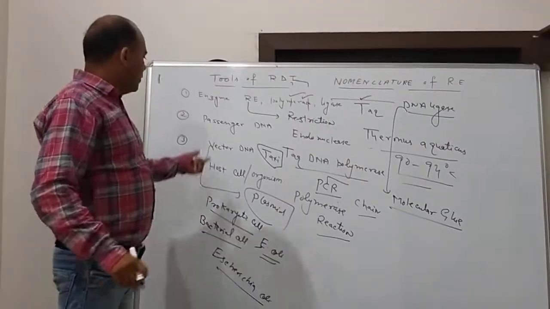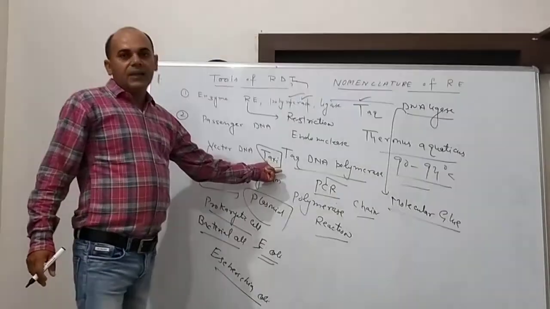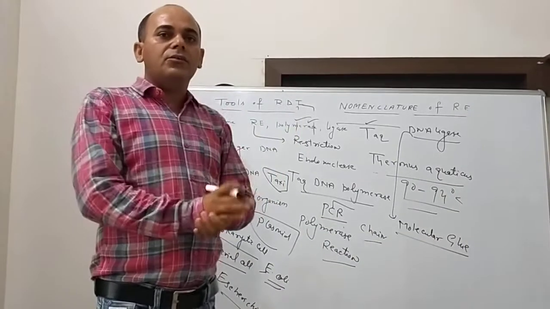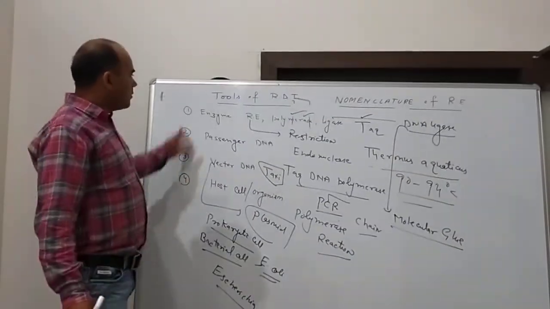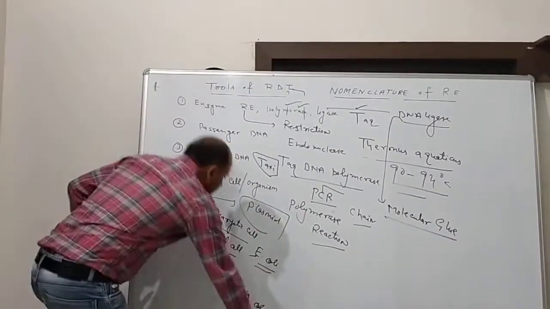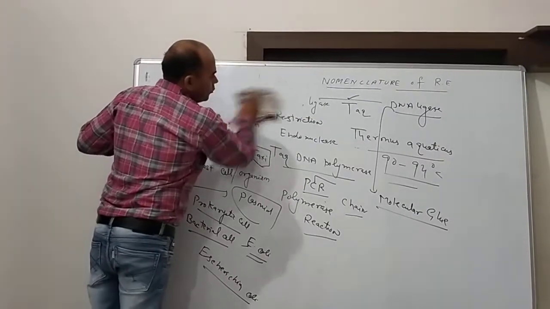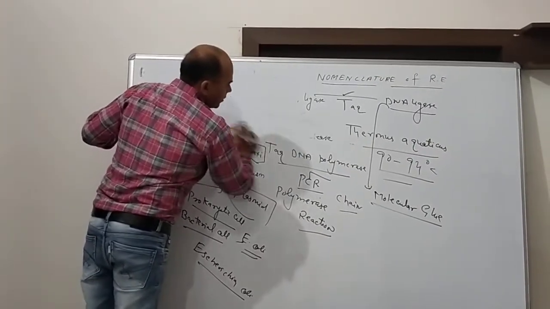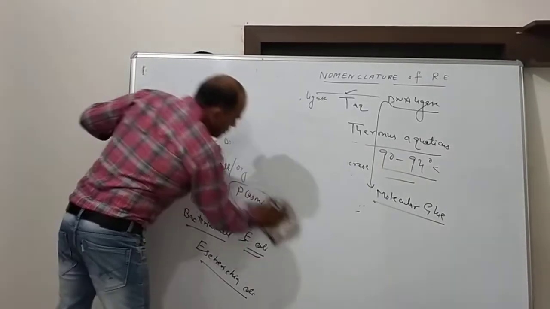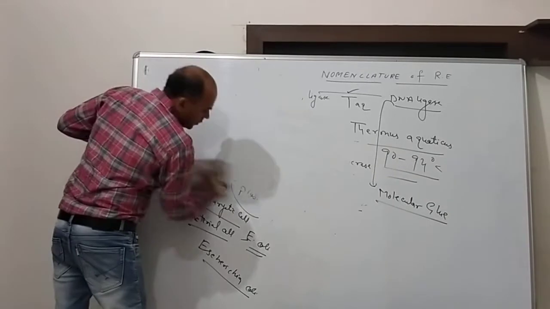So the vector DNA, the plasmid, behaves like a taxi. Like in a taxi, we can move from one place to another place. So this is the role of the vector here. These are some tools which are used in rDNA technology. Next, there are many other enzymes which are discussed. Mainly there are two enzymes which were discussed earlier. So let me discuss which ones.